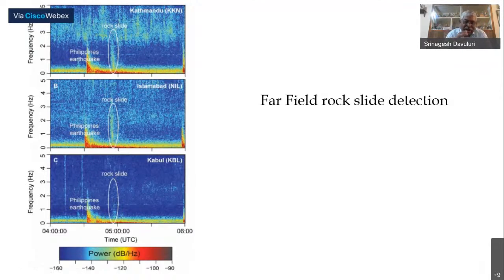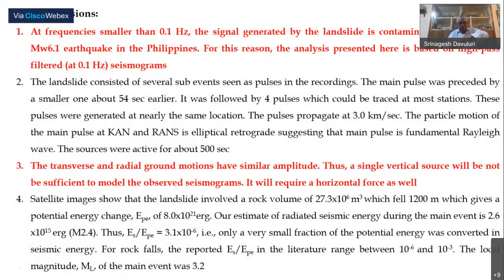So this is the power spectral density, the power of the seismic energy, the amplitude spectrum, which you try to get and study. So the conclusions are: at frequencies smaller than 0.1 hertz, the signal generated by the landslide is contaminated by an earlier 6.1 earthquake in the Philippines. That is the reason why we had to use bandpass filtering greater than 0.1 hertz, since we know the seismic frequencies due to such kinds of river floods or catastrophic events like glacial calving are more than 2 hertz. So that signal could be picked up.